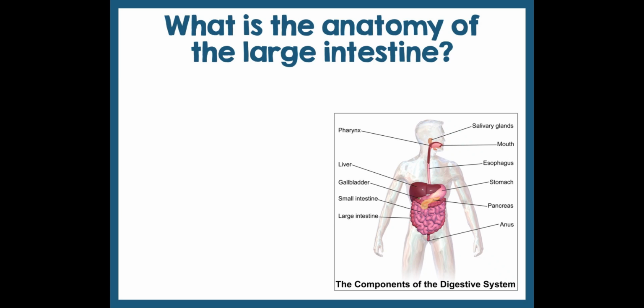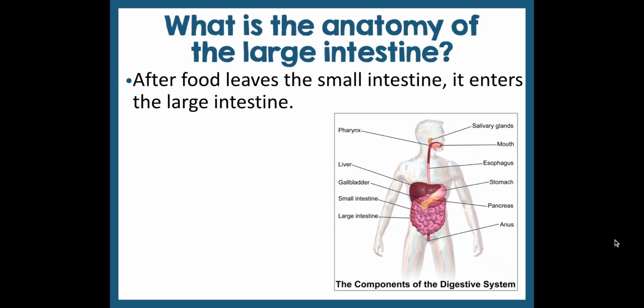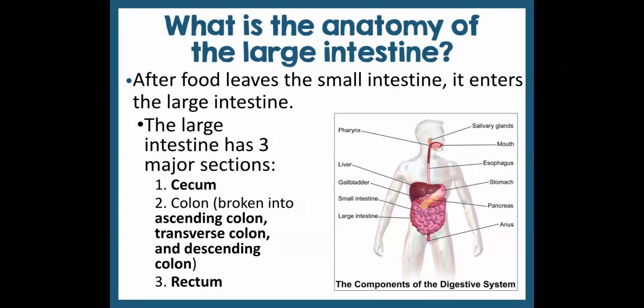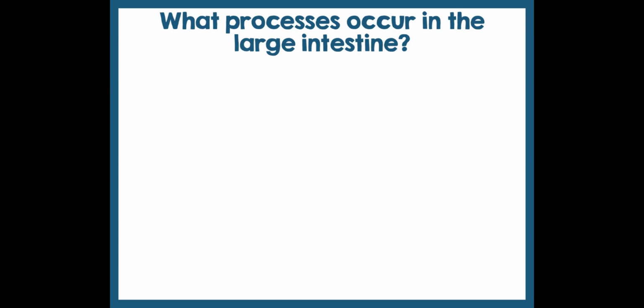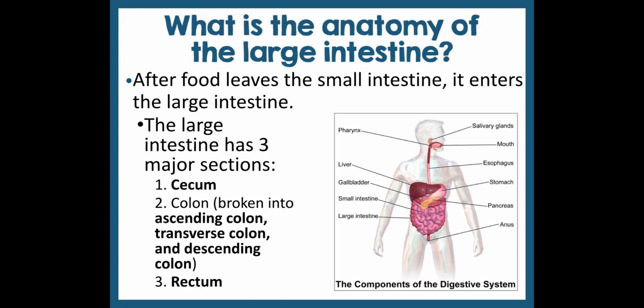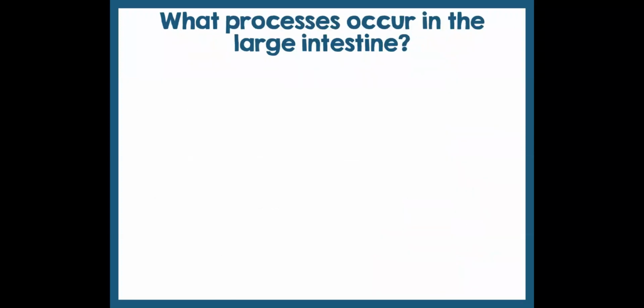So, what is the anatomy of the large intestine? Well, after food leaves the small intestine, it enters the large intestine, and the large intestine has three major sections: the cecum, the colon, and the rectum. I'll add the colon is divided into three sections: the ascending colon, the transverse colon, and the descending colon. And you'll see those labeled more specifically in a slide momentarily.